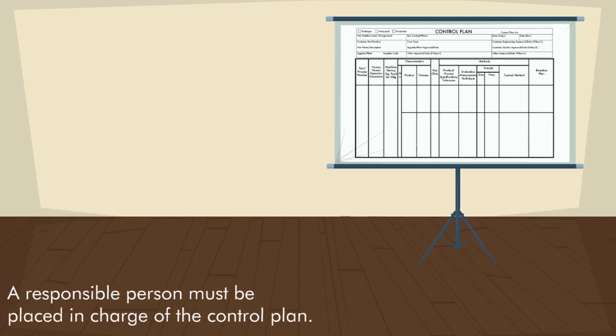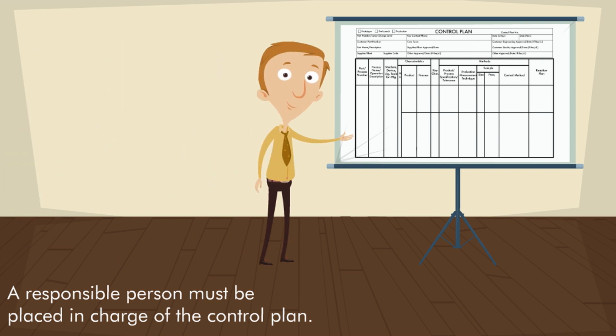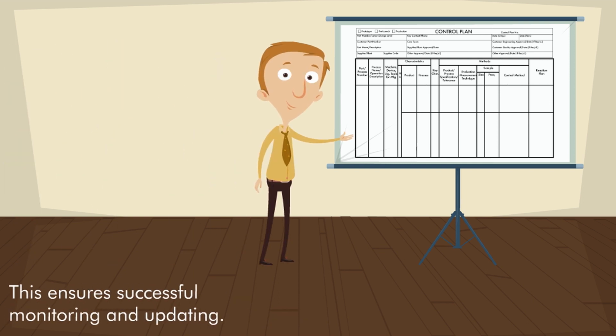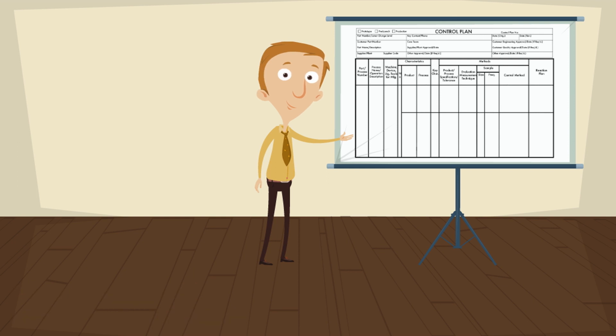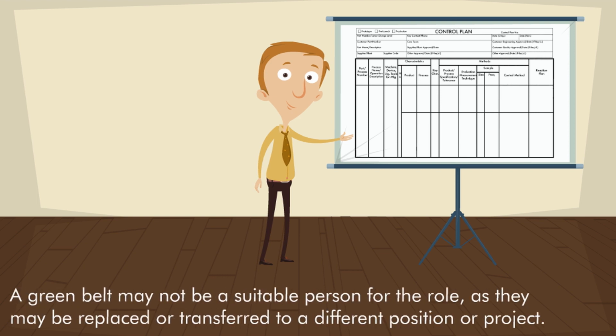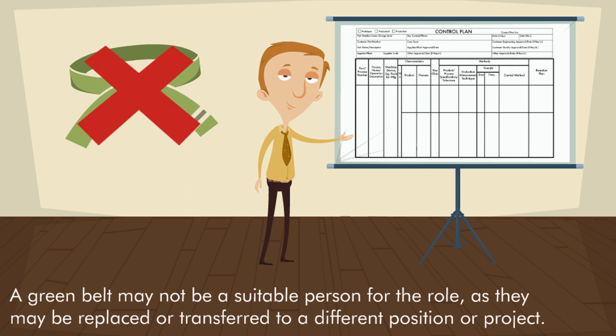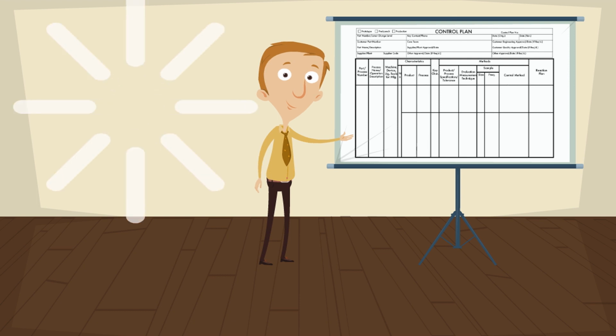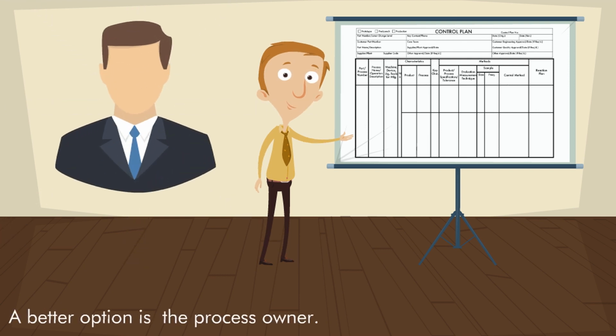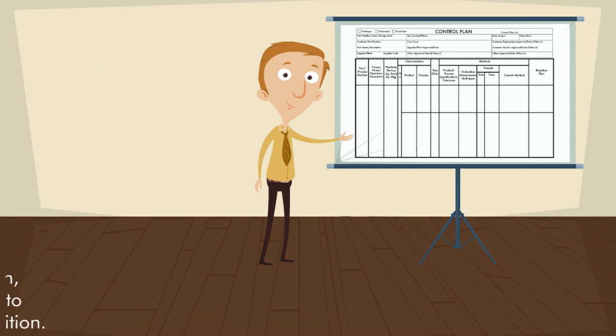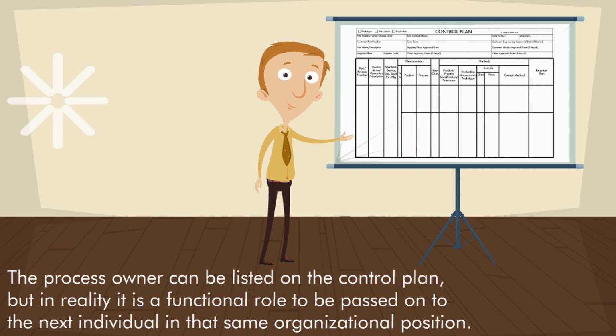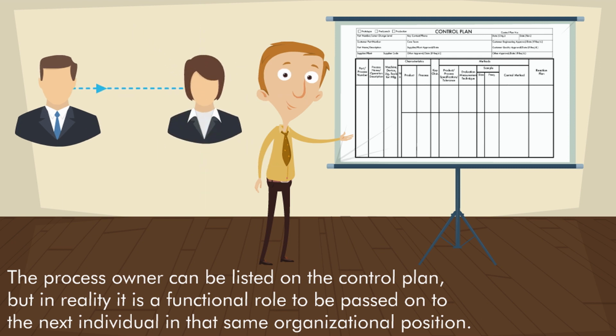A responsible person must be placed in charge of the control plan. This ensures successful monitoring and updating. A green belt may not be a suitable person for the role, as they may be replaced or transferred to a different position or project. A better option is the process owner. The process owner can be listed on the control plan, but in reality, it is a functional role to be passed on to the next individual in that same organizational position.